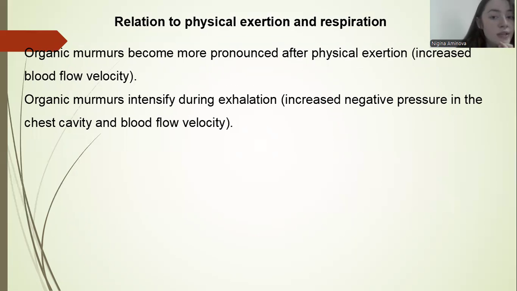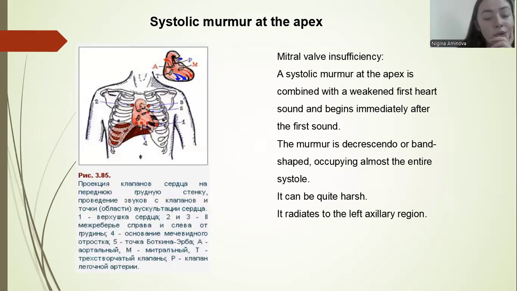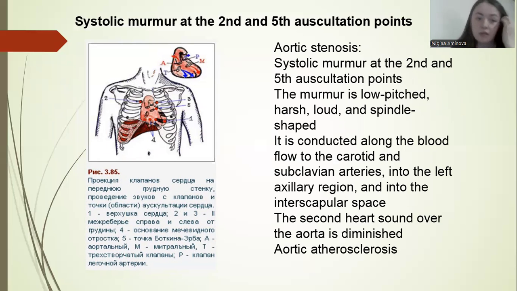Relation to physical exertion and respiration. Organic murmurs become more pronounced after physical exertion, due to increased blood flow velocity. Organic murmurs intensify during exhalation. Here you can see systolic murmur at the apex, mitral valve insufficiency. It can be quite harsh. It radiates to the left axillary region. Systolic murmur at the second and the fifth auscultation points.